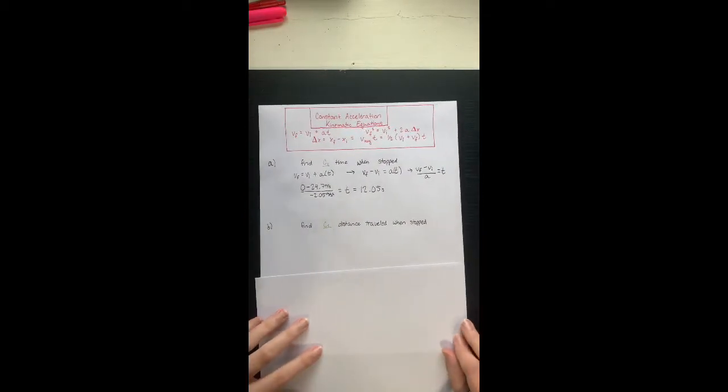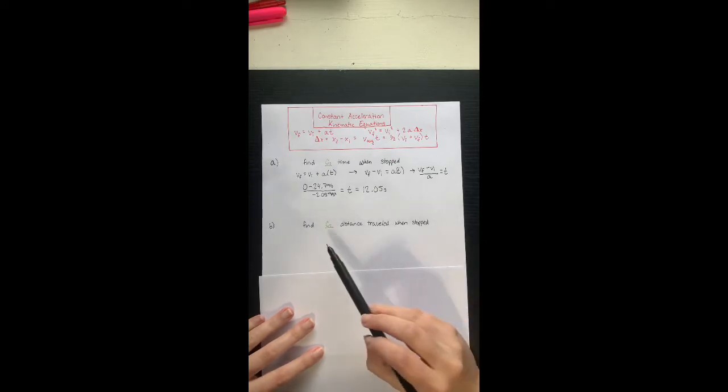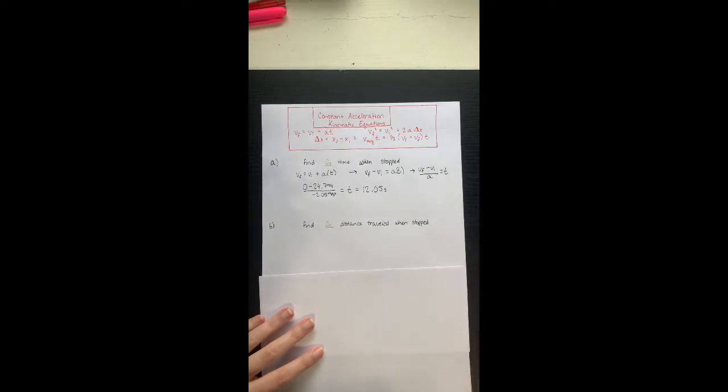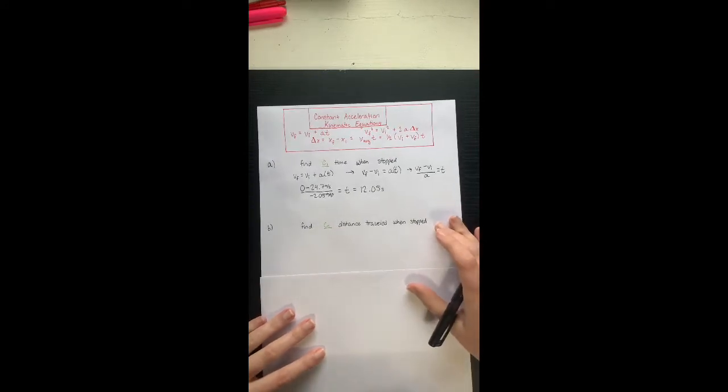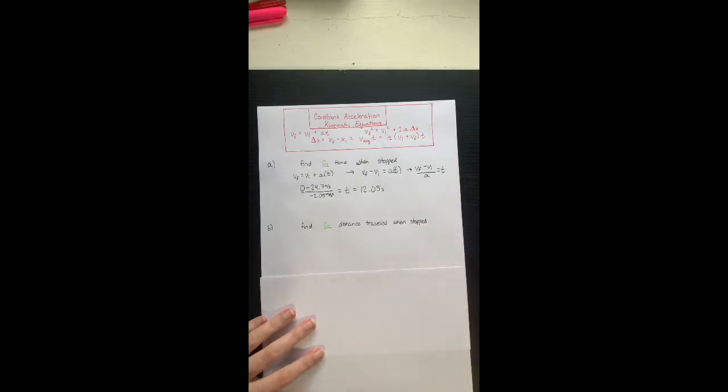Now, part B asks, what is the distance it travels during this time? Referring to C1, the leading car. Move back over here. As I've clarified again, find C1 distance traveled when stopped. So we have everything now but our second distance.